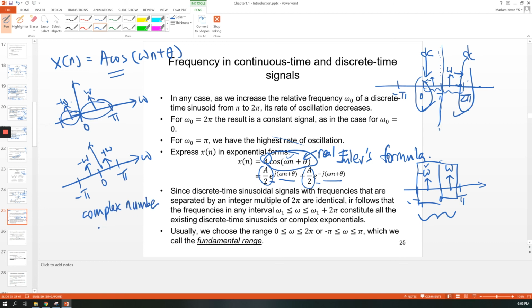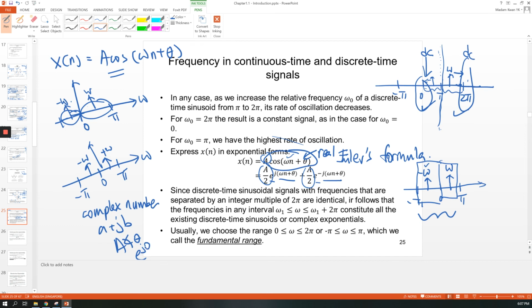A complex number can be represented by a plus jb. It can also be represented in phasor form, and the other one is you can represent it with e to the j theta. These are all three forms of complex number representation, and they are interchangeable. In this course we are mostly dealing with this one. So let's say you have this signal. Using Euler's formula, you find that you have components of omega and minus omega. In fact, whatever frequency you have there, a negative frequency needs to exist here.